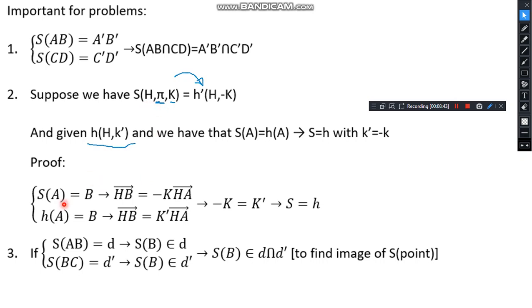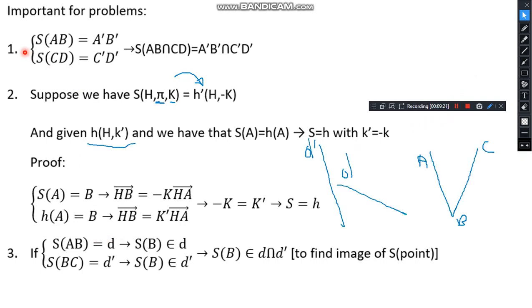Proof. If S of A equals B, here this is a homothety, so directly this is H prime of B equal to minus K H of A. And if you use that of H, since they are equal, S of A and H of A equal to B, so directly H of B here equals K prime H of A. So since these two are in that case, if HB equals minus K HA and HB equals K prime H of A, so directly K equals minus K prime and S equals H.